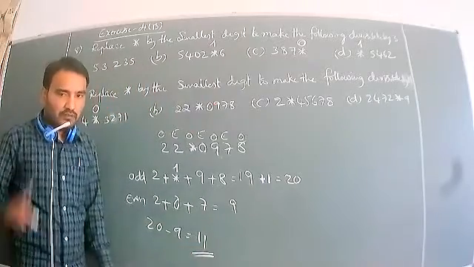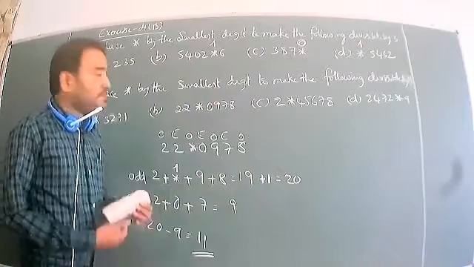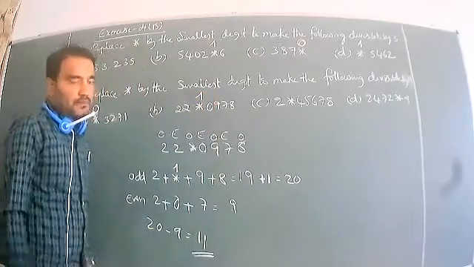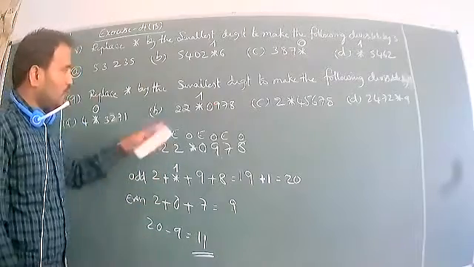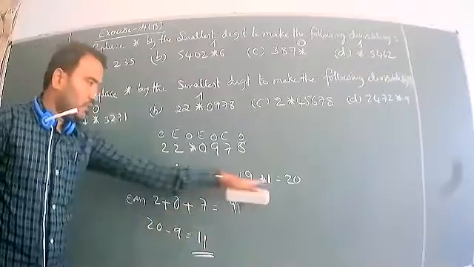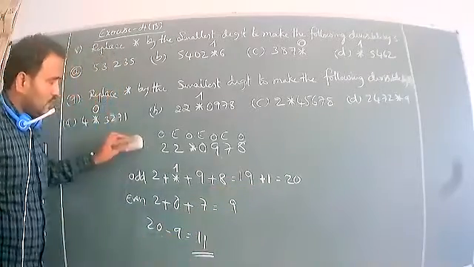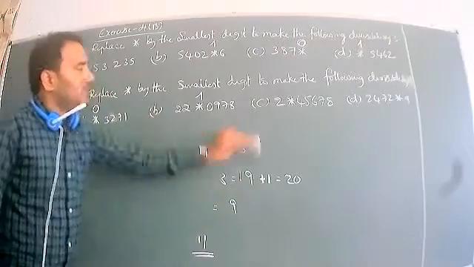11 is a multiple of 11, it can be divided. So now what do we write? In this number we should write 1. So it is the answer. We replace the star with 1, so we get 20. 20 less 9, we get 11. 11 is a multiple of 11, so 11 is completely divisible by 11.